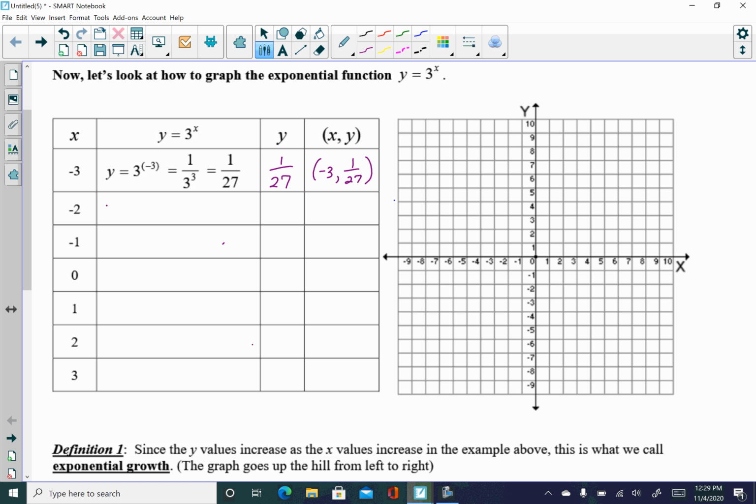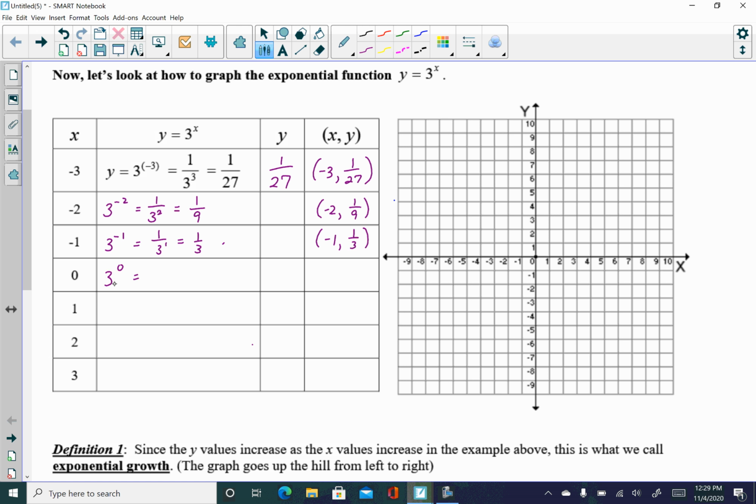Then the next one, I will have 3 raised to the -2. Can't leave that negative exponent, so since it's negative up top, I'm going to bring it down to the bottom, and it will become positive. And then we know 3 squared is 9. So now I've just created the point. I plugged in -2 for x, and I got a y value of 1/9. The next one, 3 raised to the -1, so that will be 1 over 3 to the +1, or 1/3. So -1, 1/3. The next one, 3 raised to the 0.